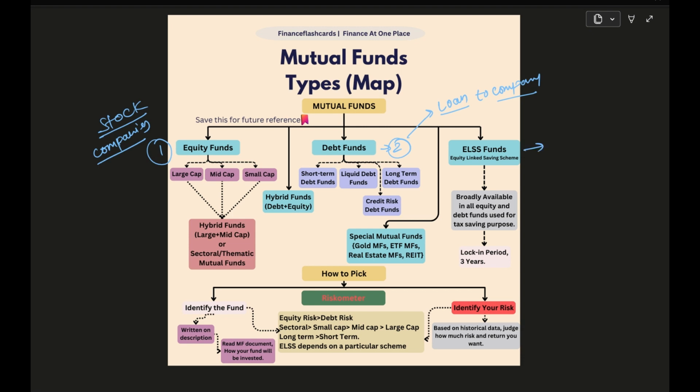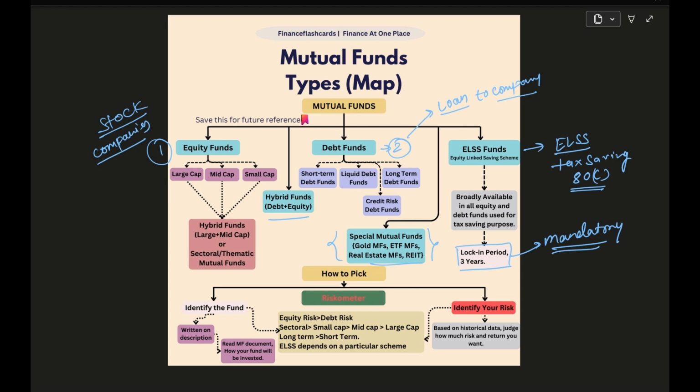The third one is your ELSS fund, which is prominently used for tax saving purposes. Under Section 80C, you can deduct your expenses from here and save your taxes. This comes with a lock-in period of 3 years and it is mandatory. You cannot withdraw your funds when deposited. And there are some hybrid funds, a mixture of debt and equity. And then we have some special mutual funds which have gold, exchange traded funds or real estate funds.